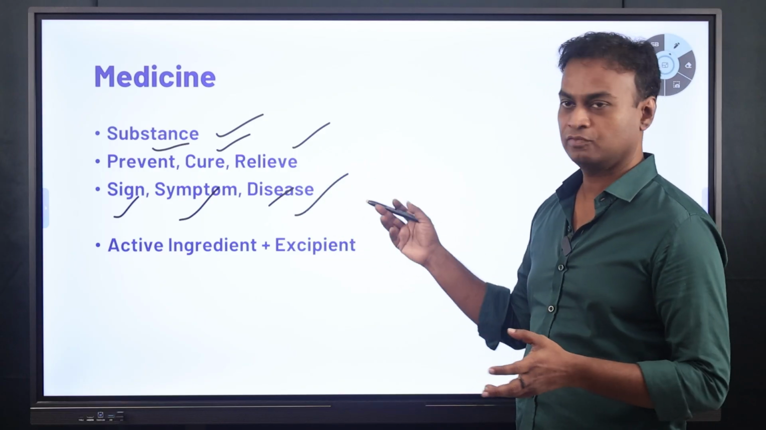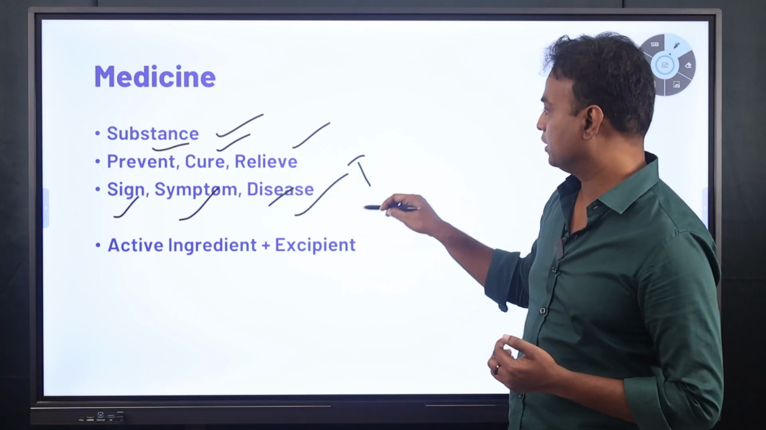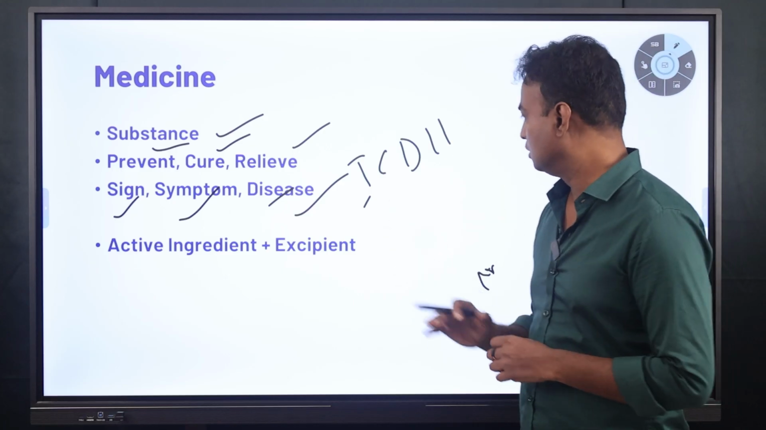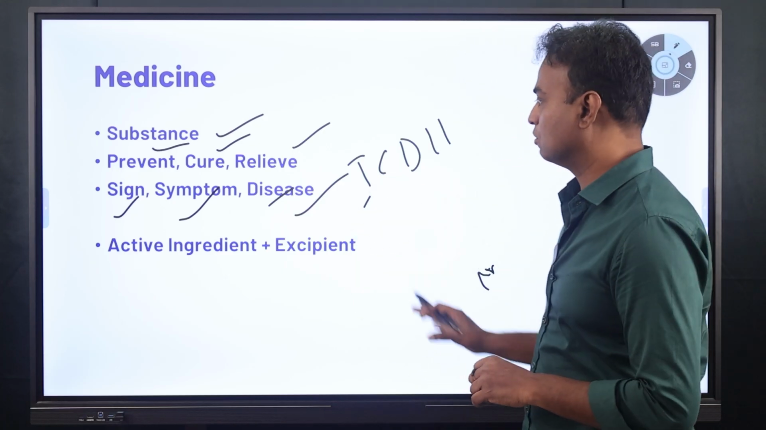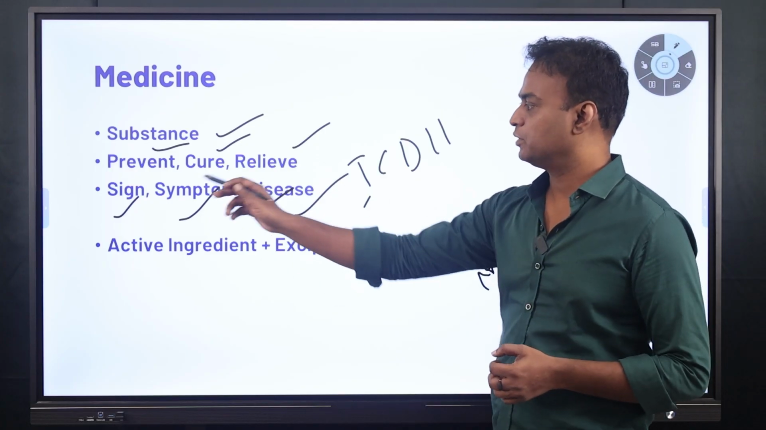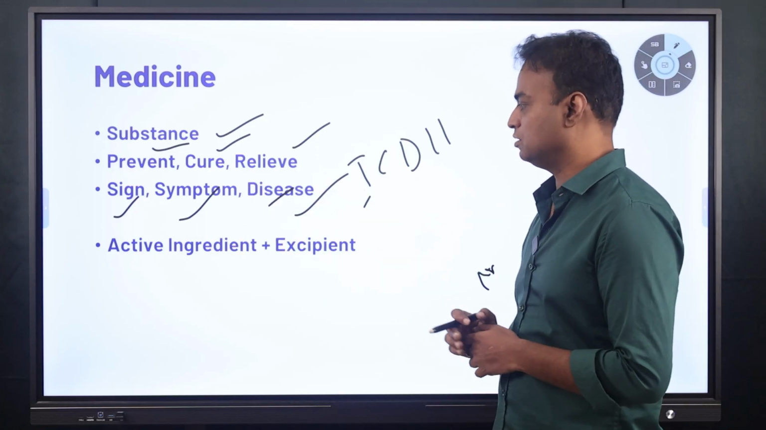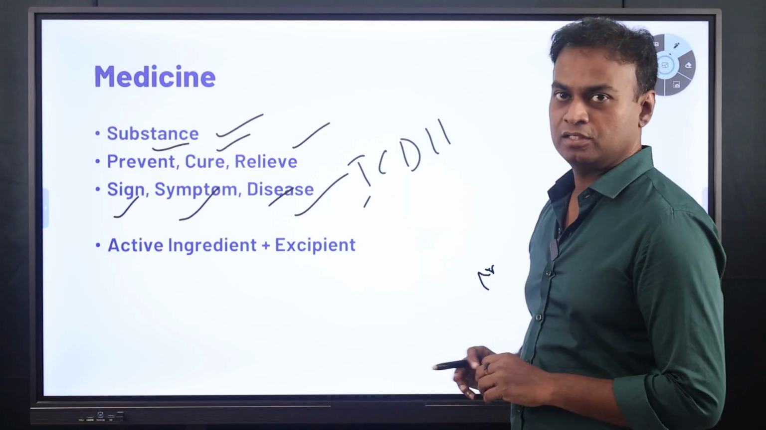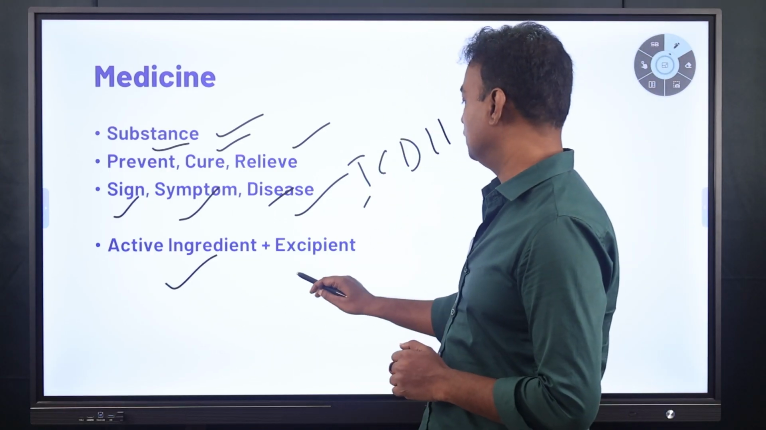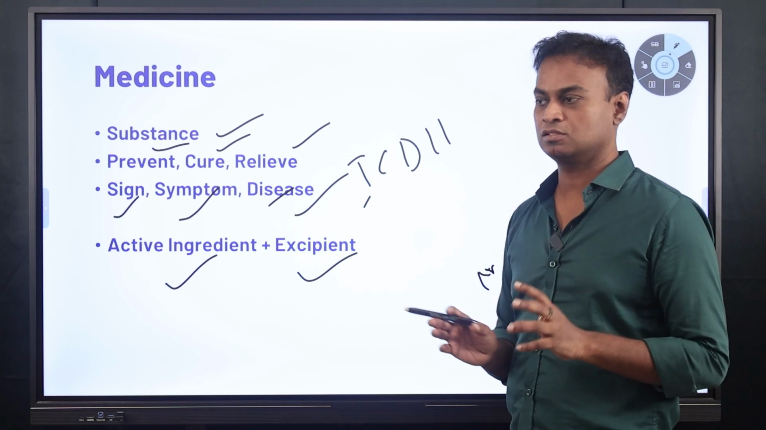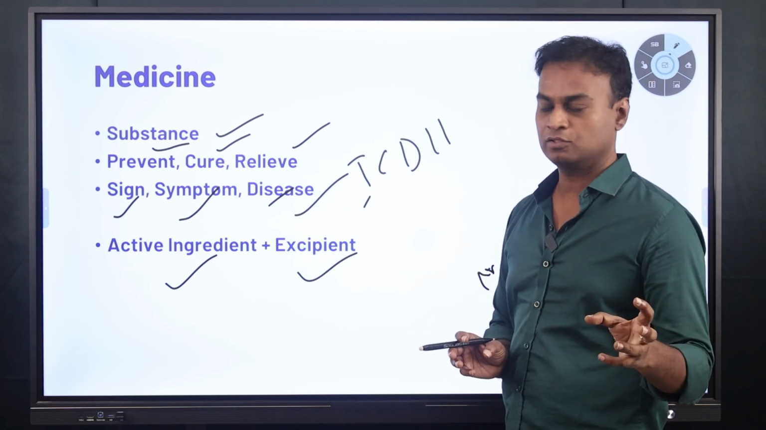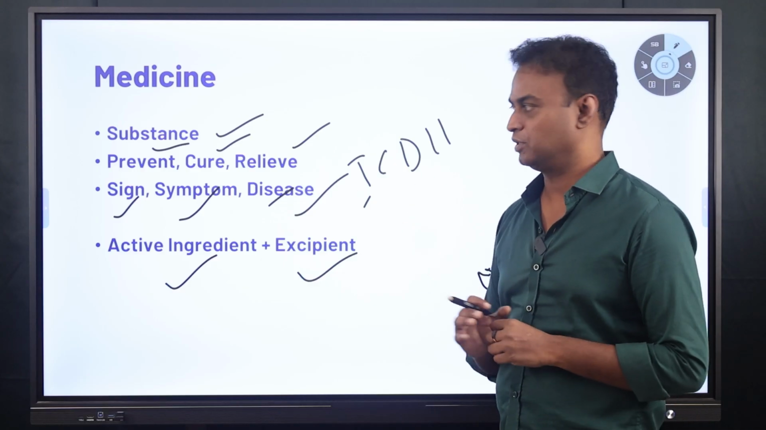Disease is the classification of disease. What do we follow? ICD 11, International Classification of Diseases. This is given to us by World Health Organization. According to them, we have to classify the disease. It can be a sign, it can be a symptom, or it can be a disease. Every medicine contains two things. One is active ingredient and the other is excipient. If you take paracetamol, any medicine, it is made up of two things.